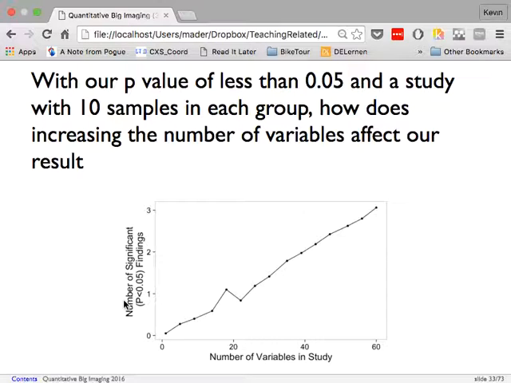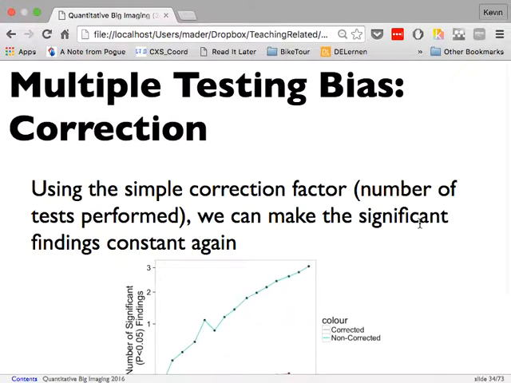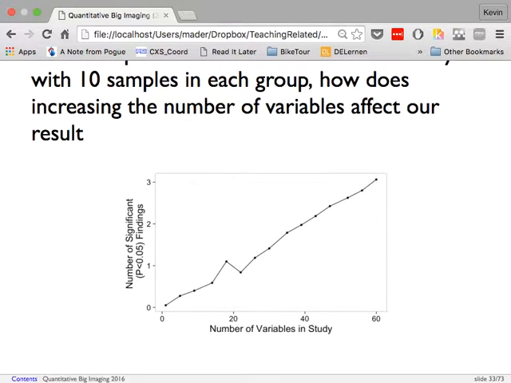This is just taking random variables and adding them to your system. The likelihood, or the average number of significant findings you have, steadily increases as the number of variables in your study goes up. So if you have 60 different variables, the average number of significant results is 3. Of course, what this means is that your definition for significant is wrong, because you would not expect 3 significant findings in 60 random variables. I mean, you don't want to have any significant findings.